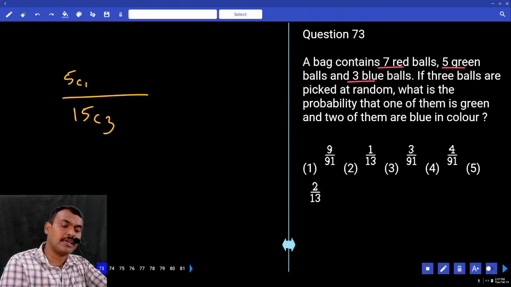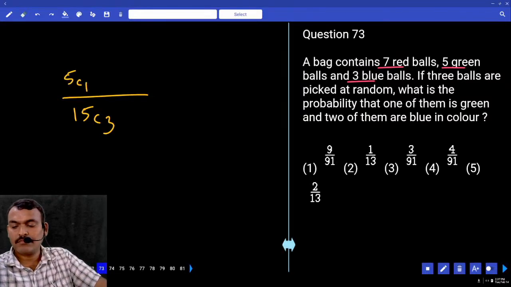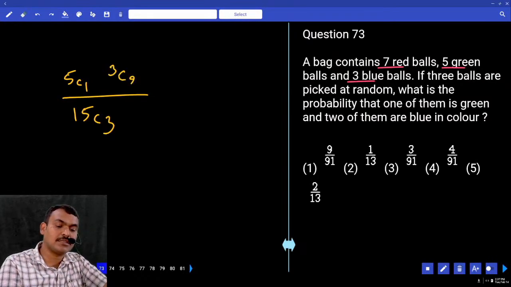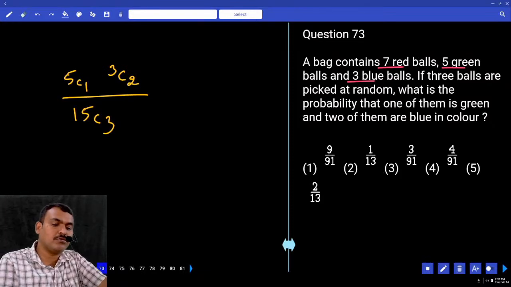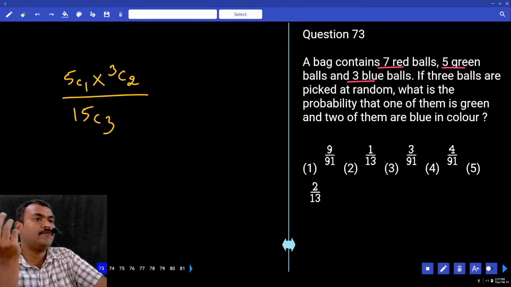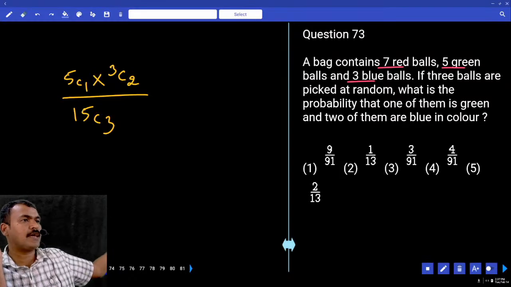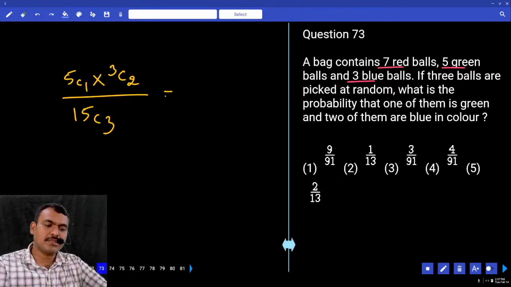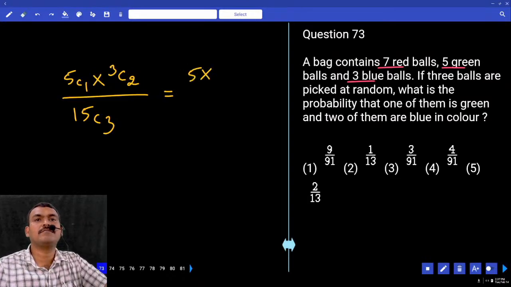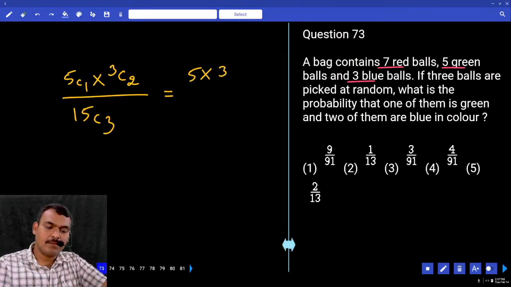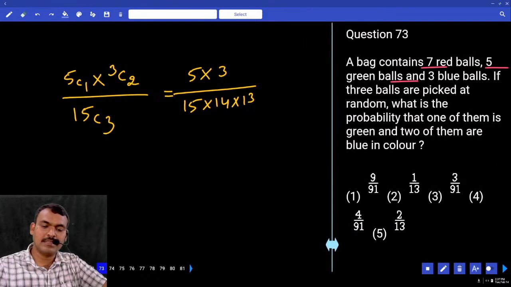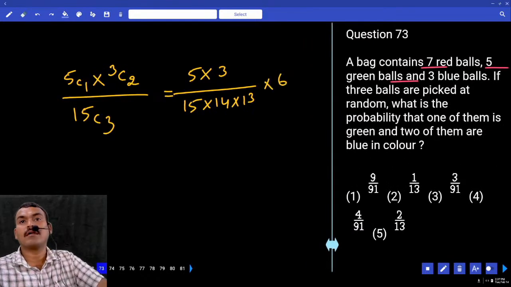How many green are there? 5, so 5C1. 2 are blue. How many blue balls are there? 3 blue balls, nothing but 3C2. 5C1 into 3C2 by 15C3. Event size by sample size gives the probability of an event. 5C1 means 5, 3C2 means 3, by 15C3, which is 15 into 14 into 13 by 6.